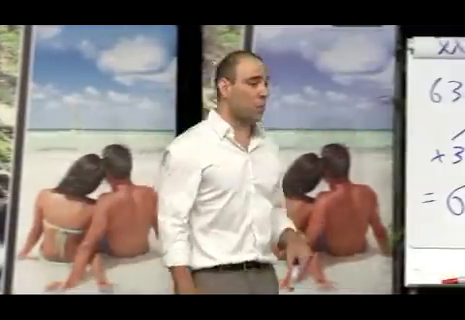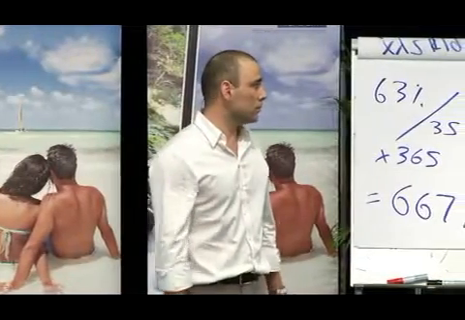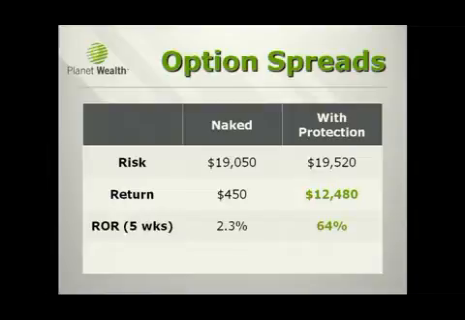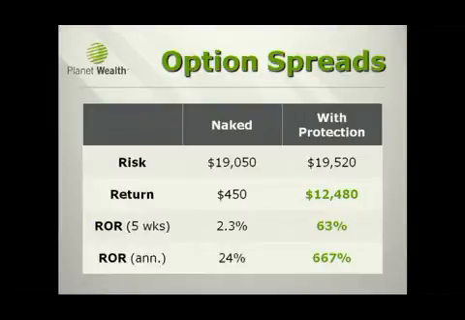So all we've done is we bought protection, and that has enabled us to do more contracts, lower our risk, and get a lot bigger returns, a lot bigger wads of cash in our bank account. Let's just have a quick look at the two. The risk for naked puts was 19,050. With protection, it's 19,520. So basically, just a bit under 20 grand for both the naked and for the spread. Our return goes from $450 up to 12,480 for the same risk, roughly. Our return in 5 weeks is 2.3%, going up to 64%. But our annualised return, if we did that every 5 weeks, we're looking at 667% instead of 24%.